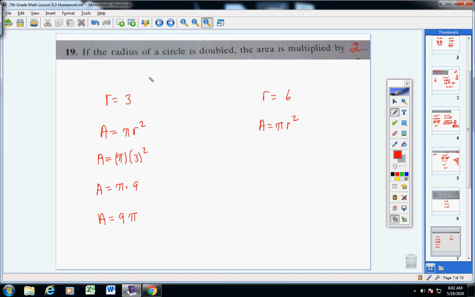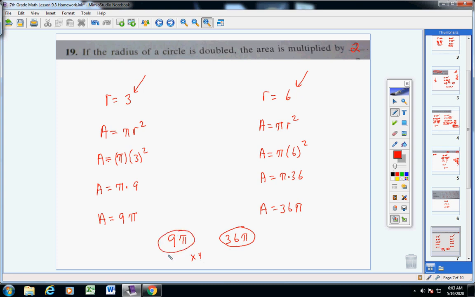So the radius was 3. Now let's double to 6. So here we go. I have pi times 6 squared. Of course, 6 squared is 36, and 36 times pi is 36 pi. So one area is 9 pi. The other area is 36 pi. Guys, it's been multiplied by 4. This area here is 4 times as big as this one here.